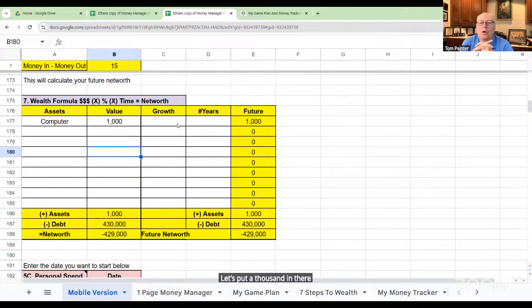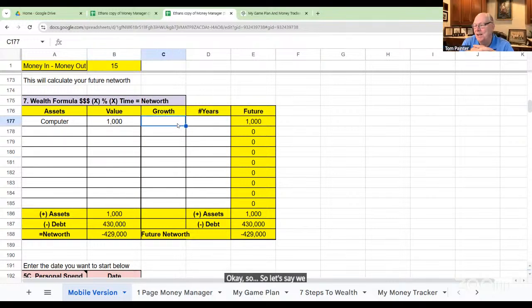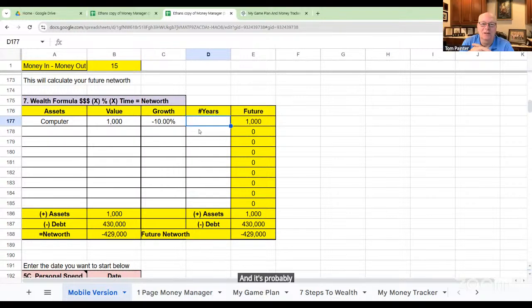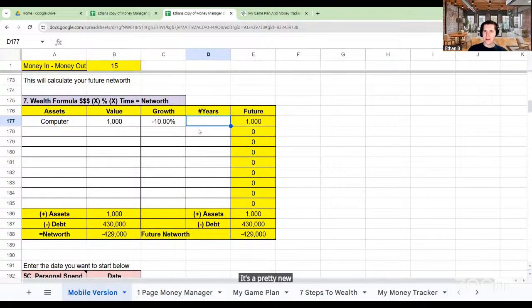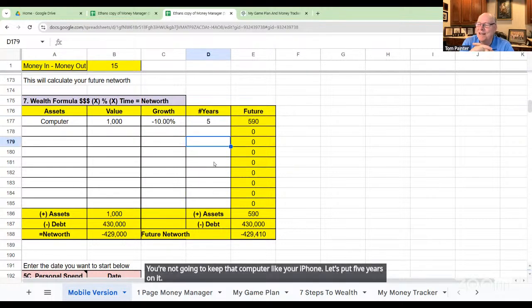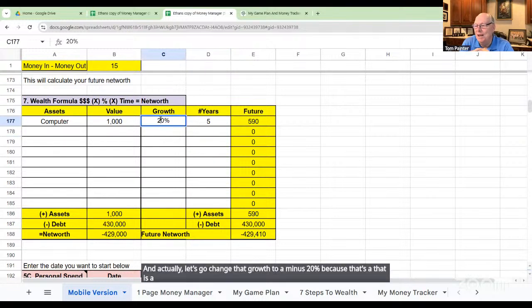Maybe 1,000. Let's put 1,000 in there. Okay, is that computer going up or down in value? Down. Okay, so down, down, down. So we're going to put a negative 10% on that. Ouch. And it's probably going to be obsolete in what, 5 years or less? It's a pretty new computer. I'd say I got 7 years in it, maybe. You're not going to keep that computer like your iPhone. Let's put 5 years on it. And actually, let's change that growth to a minus 20%, because that asset is losing money. It's got to be negative 20 because it's going down. It's not making you any money.